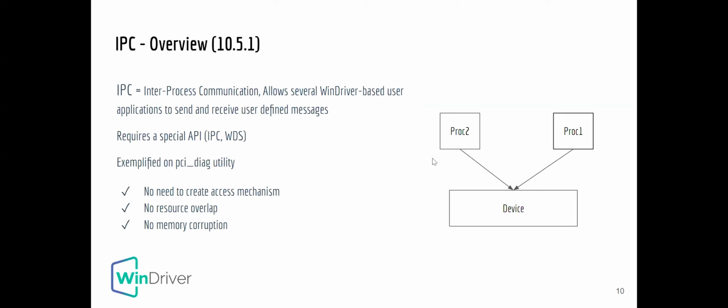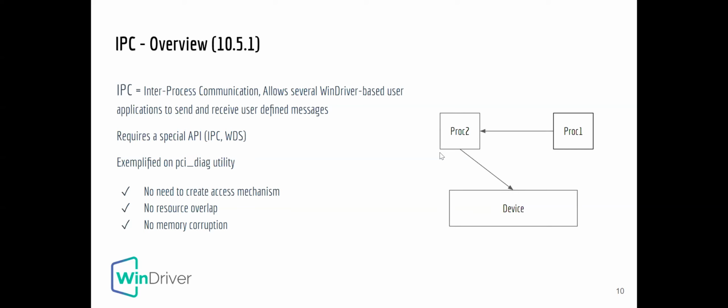What are we trying to solve here? Okay, so you have a device and you have several processes or applications you want to access and read and write to the device. And we all know this is pretty complicated. You need to create access mechanisms. You need to make sure that there is no resource overlap. You need to make sure that one process or application is not writing on another's memory segments or performing operations, and to prevent collisions.